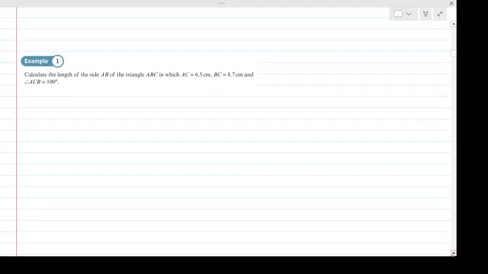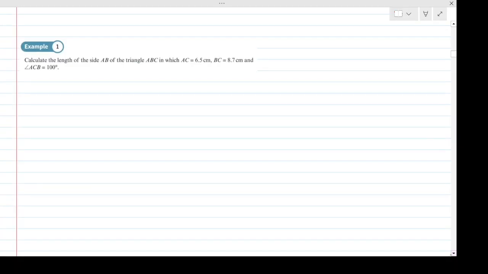Okay, let's have a look at this example. Calculate the length of side AB of a triangle ABC in which AC is 6.5, BC is 8.7 and ACB is 100. So with this sort of question, where it's describing something geometric like a triangle but they don't draw anything, it's best to do a little sketch, a little drawing yourself.